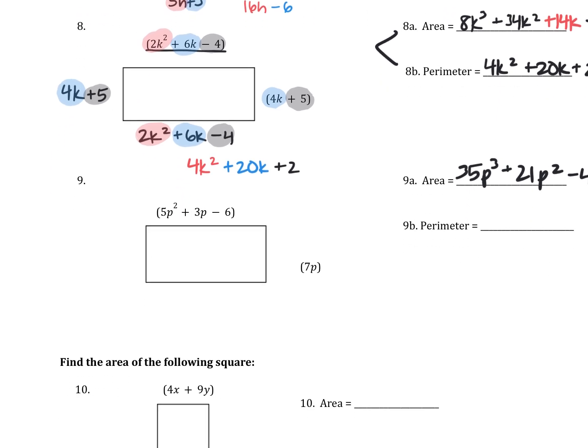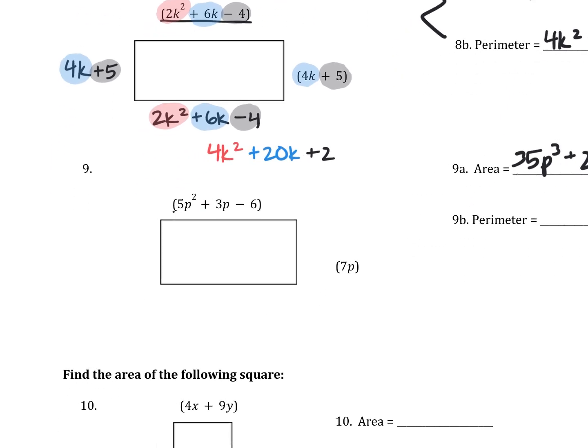And lastly, number 9, my top part here is 5p squared plus 3p minus 6, which means the bottom side is also the same thing. And my side length is 7p over there. I'm going to start with my highest exponent, so my 5p to the second power. If I add those together, I get 10p to the second power, not to the fourth power.